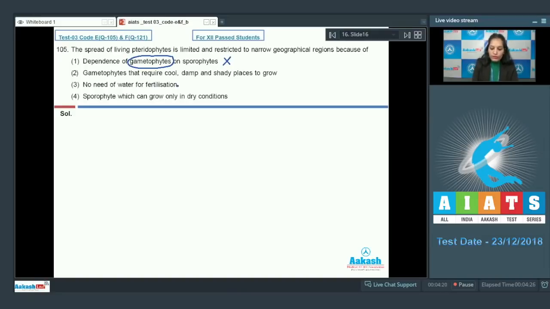Third, no need of water for fertilization. As we have just discussed, they need water for fertilization. So this option is also ruled out. Fourth, sporophyte which can grow only in dry conditions, no. Sporophytes don't require dry conditions to grow. They grow in very optimum conditions. Second option, gametophytes require cool, damp and shady places to grow. Yes, the spread of living pteridophytes is limited to a narrow geographical area because gametophytes require cool, damp and shady places to grow. So the correct answer for the given question is option number 2. Let's move on to the next question.